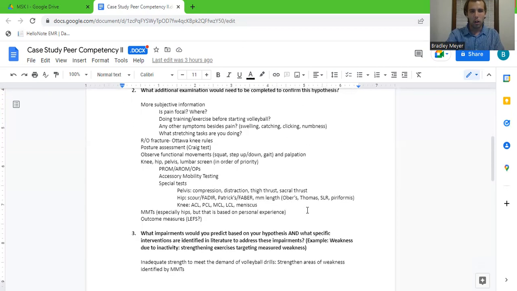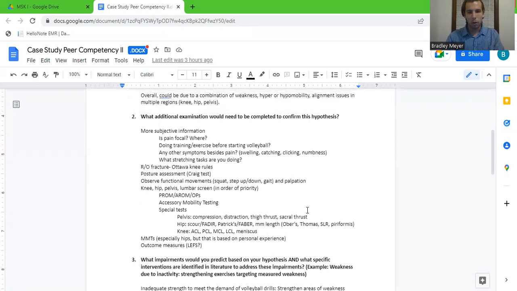As far as other examination that I would want to do, there's probably a few more subjective pieces of information I want to get, such as if she can localize the pain, if she was doing any training before starting volleyball drills, and what kind of drills she has started doing since starting volleyball. If she's having any symptoms besides pain, such as swelling, catching, clicking, or numbness. And then I would want to ask more about the stretching exercises that her dad mentioned.